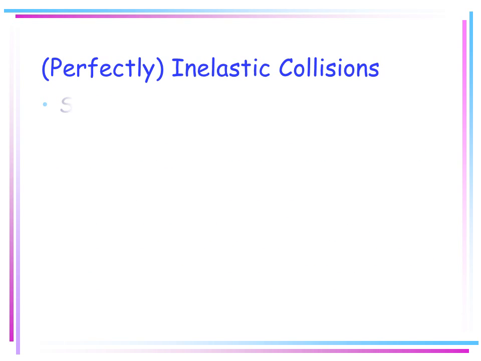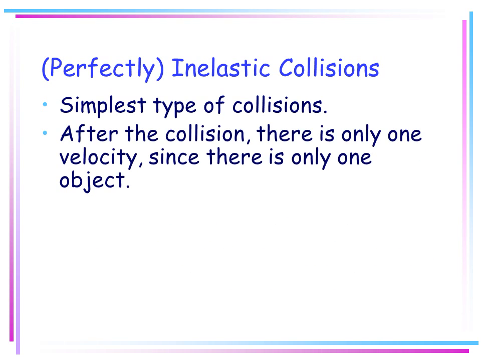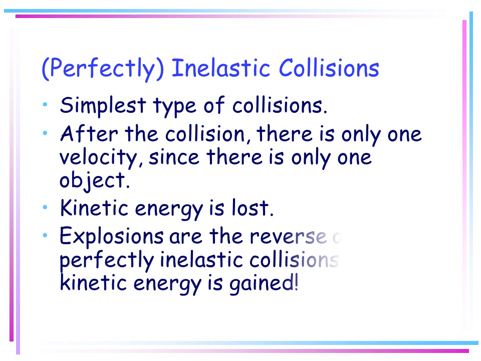A perfectly inelastic collision is the simplest type of collision because there's only one velocity, since there's now only one object. Remember, it's two objects colliding and sticking together. We lose kinetic energy, and it's basically the reverse of an explosion.